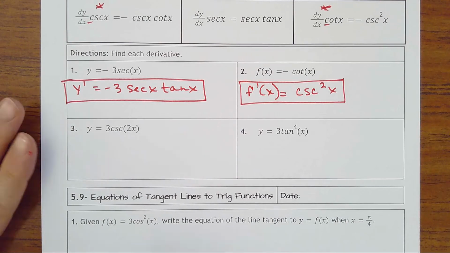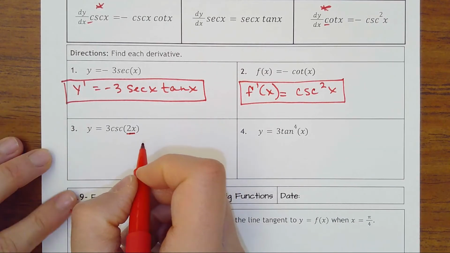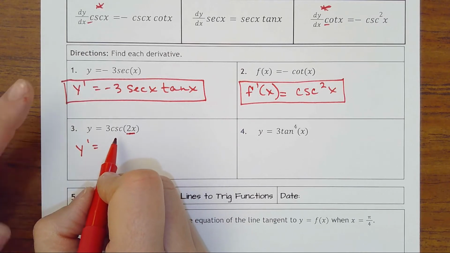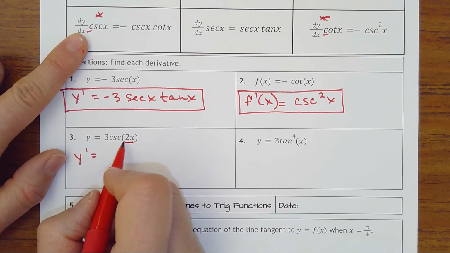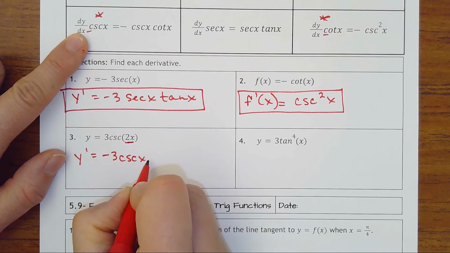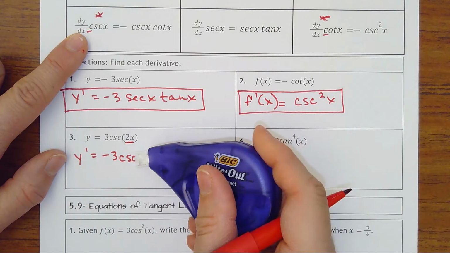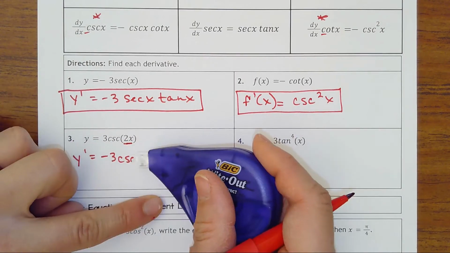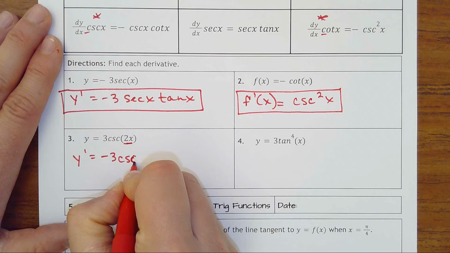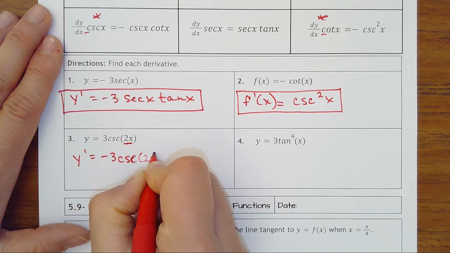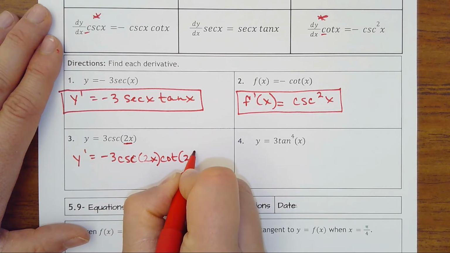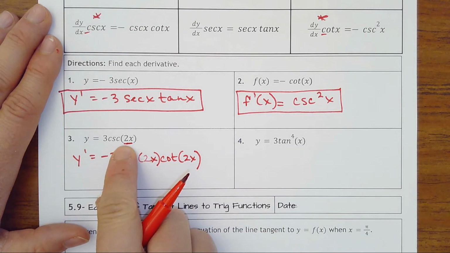Number 3 is a chain rule because I have an inner part that's not just x. And so cosecant, that derivative's a negative, so that'd be -3 cosecant x. Ooh, not even x. I need to keep steady the inside. So every time I see an x, I'm actually going to fill in the 2x. Cotangent 2x. Then I need times the derivative of the inside.